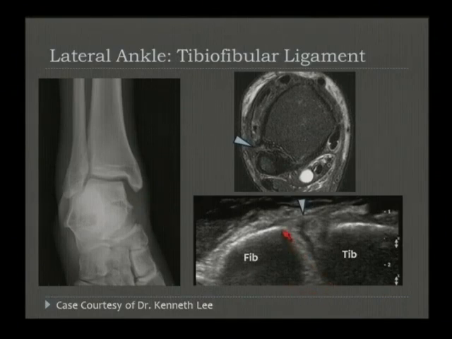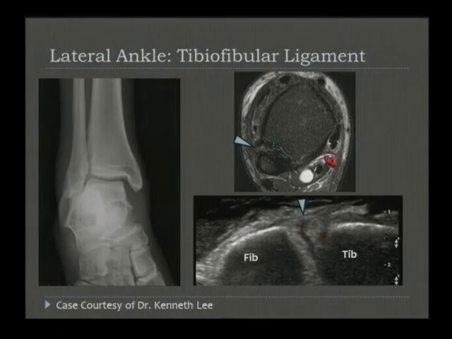On ultrasound, you can see here's the fibula. This is a short axis view. Here's the tibia, and we saw fluid interspersed and going through this area of discontinuity of the tibiofibular ligament. Often you can see hemorrhage in there. It can be very hypoechoic. Often you can see fluid going in there. Again, dynamic imaging can help if you're questioning between a partial tear and a full thickness tear.